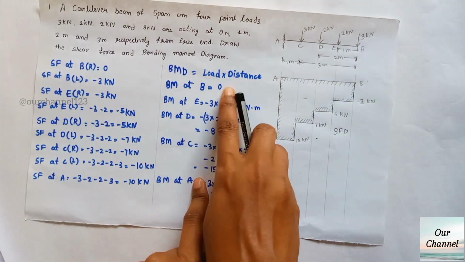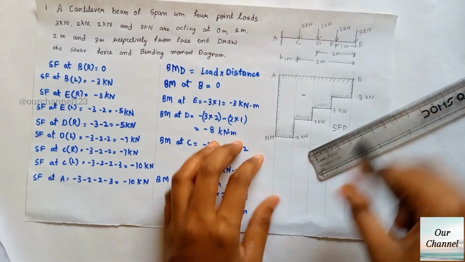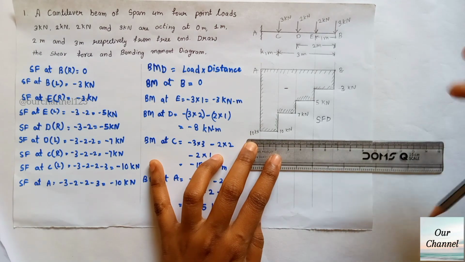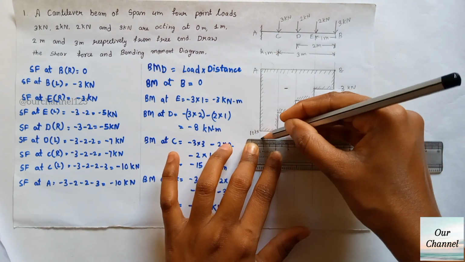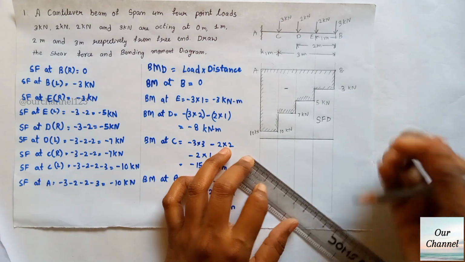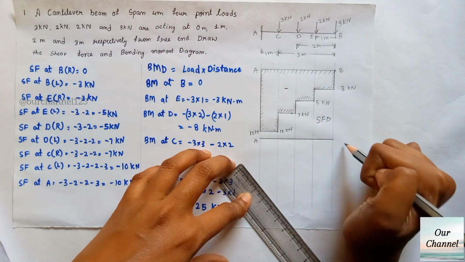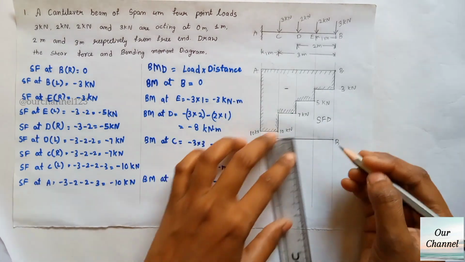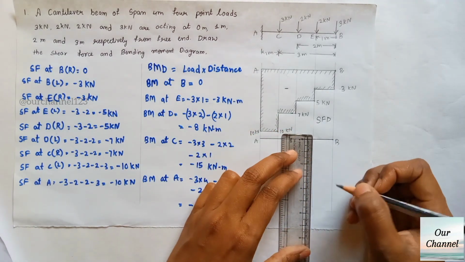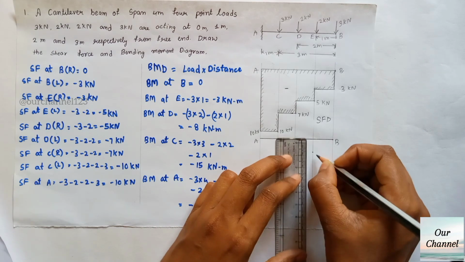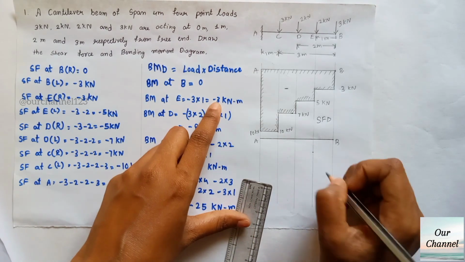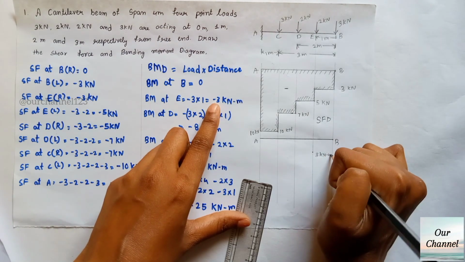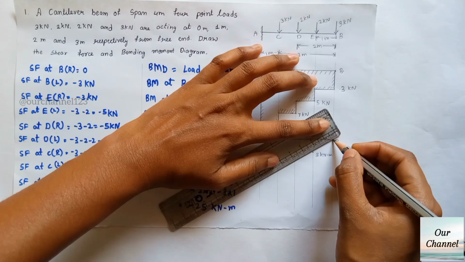So as there are only point loads, we can draw straight lines in the diagram. If there is uniformly distributed load, that is UDL, we will get a curved lines. At B point bending moment is 0 and at E point bending moment is 3. So mark a point as 3. Draw a straight line.